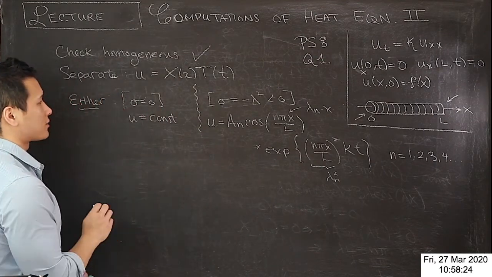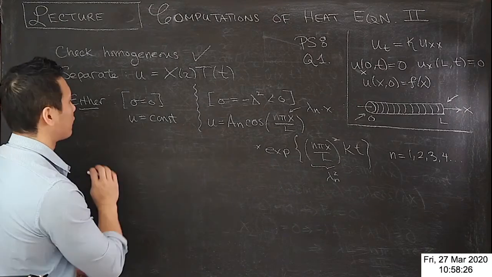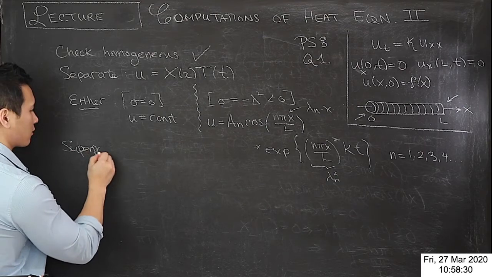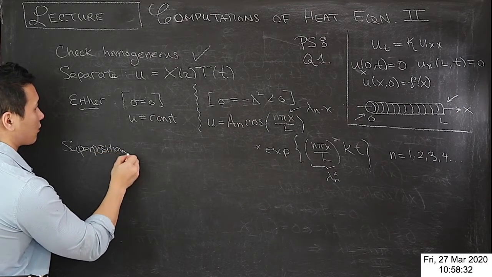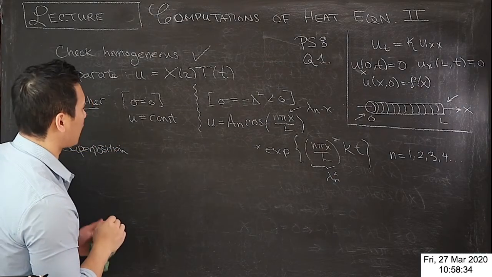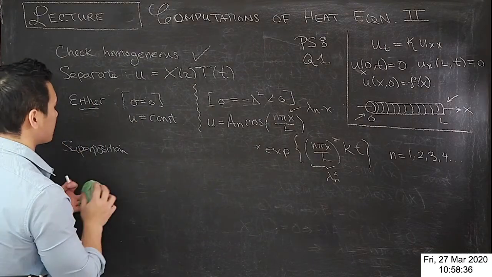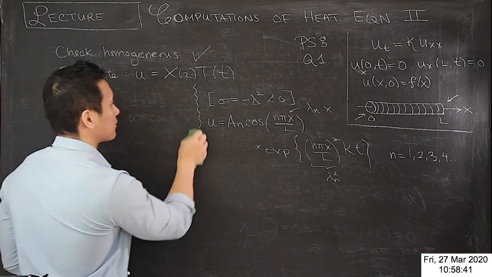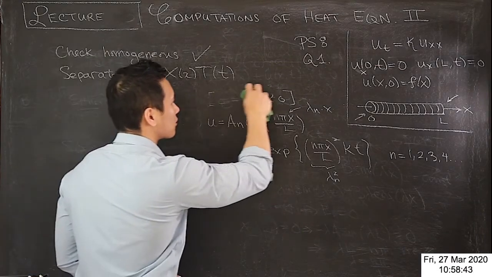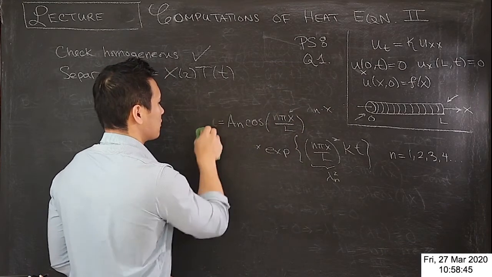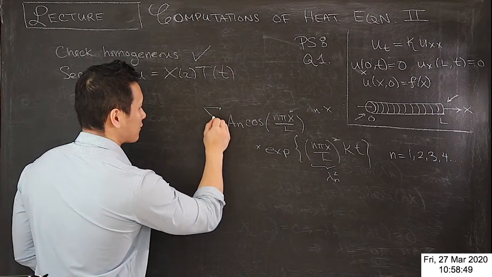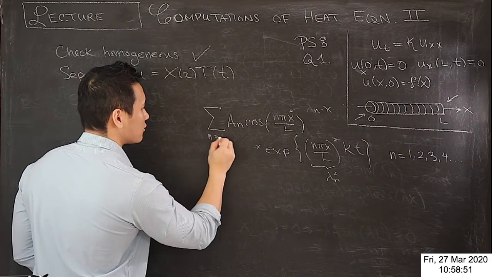Okay, so then you add everything together. This is the superposition step, and I would like to rather erase this here, and then I'll write the superposition step there. I'm going to erase that. So now I superimpose everything together. I go from 1 to infinity.